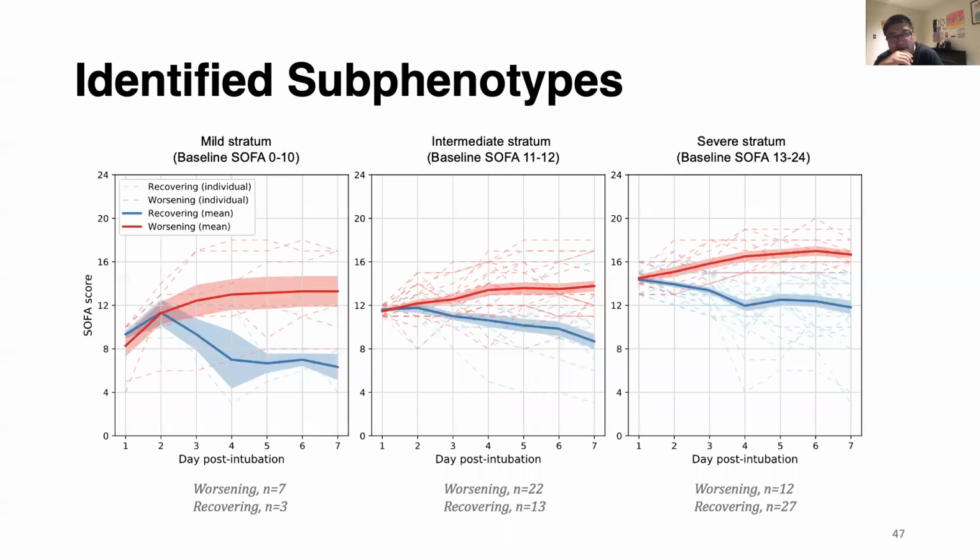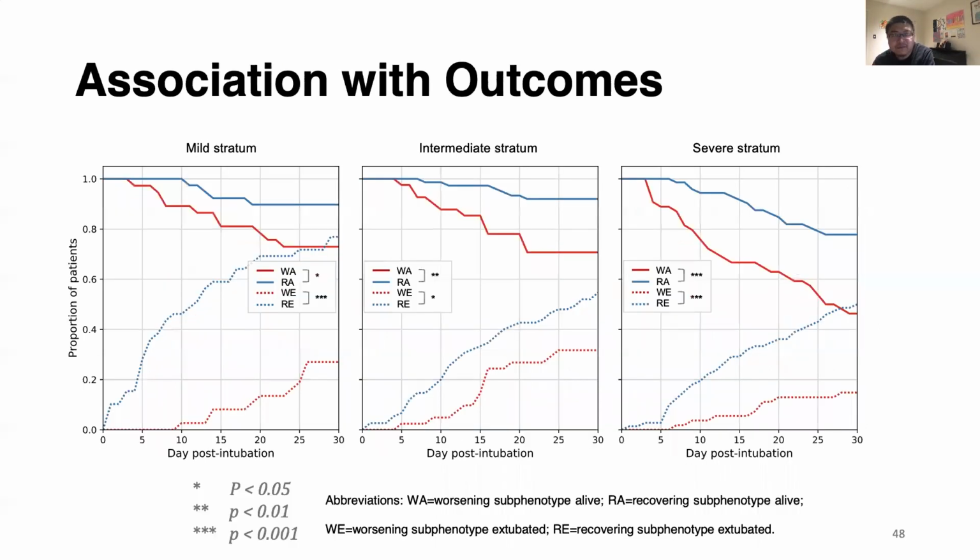This is the result on the validation set, where we can see pretty much the same trend, but for the mild stratum the curves are not that smooth. This is because the number of samples is really small. It's just 10.